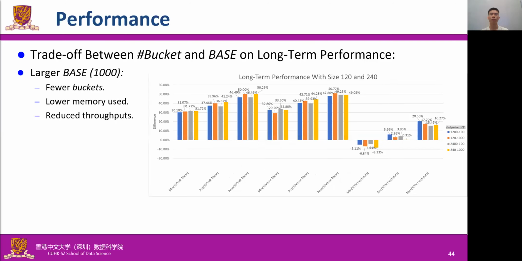Considering the trade-off between the number of buckets and base, we can see in this figure the first and third columns are with base 100, while the second and fourth columns are with base 1000. By comparing columns 1 and 2, 3 and 4 separately, we can see that with larger base and fewer buckets, we will have lower memory usage, but the throughputs are also reduced.